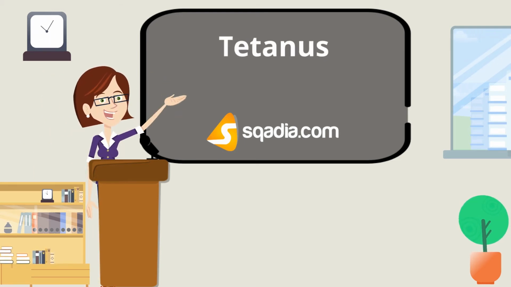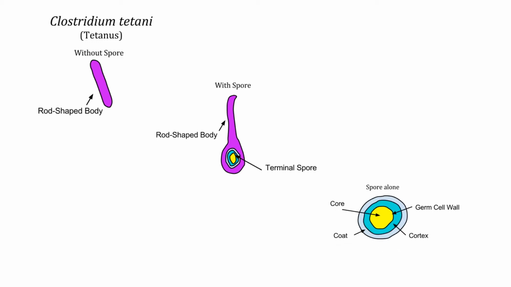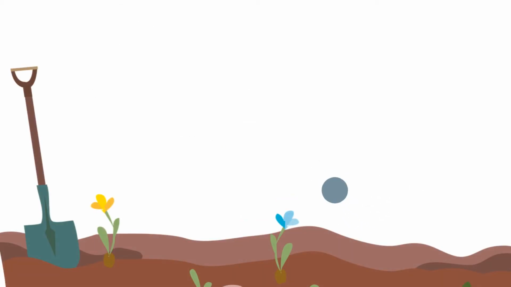Let's talk about tetanus. Tetanus is characterized by rigidity and spasm of the voluntary muscles caused by Clostridium tetani. It has a rod-shaped body without spore and sometimes a terminal spore. These spores are found in soil, dust, and animal feces.